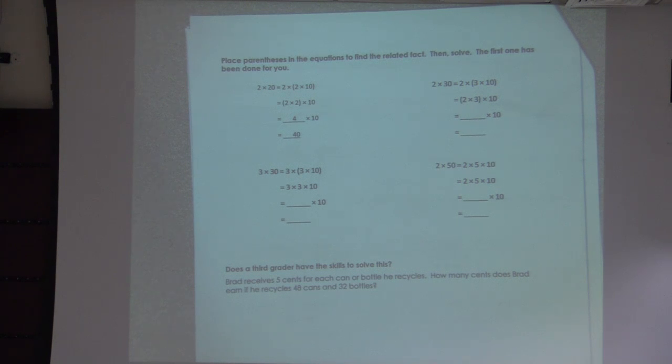And we're going back to that idea. Am I flexible? I can think about, let me do, what is the first one? 2 times 20. Well, I can break apart the 20 into 2 times 10. 2 times 2 is 4. It's 4 tens, so it's 40.